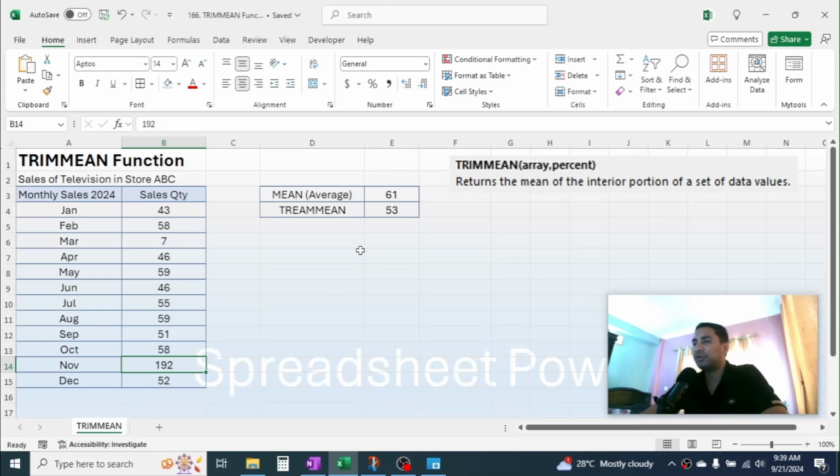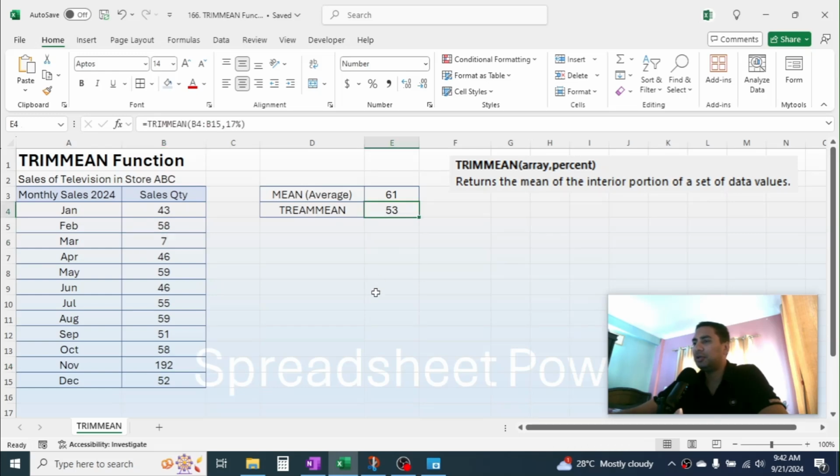So the use of the TRIMMEAN function is to exclude these outlier numbers while calculating the average or mean. This interior portion means the data that falls under the normal range. Here, if you calculate the normal average, then this average number may not be realistic because these two months have abnormal data. So in such a case we can use the TRIMMEAN function.